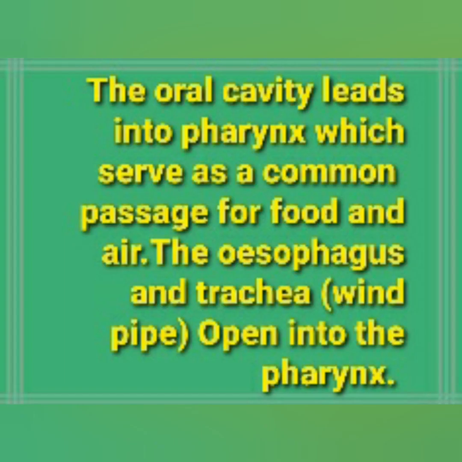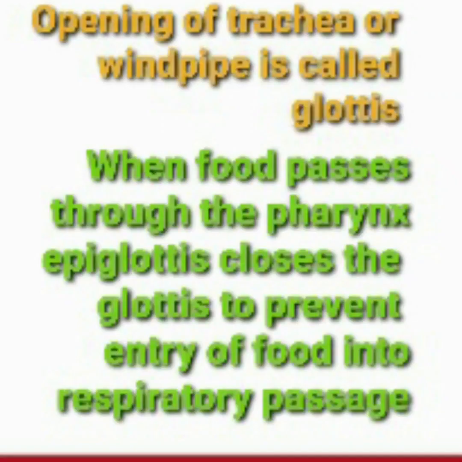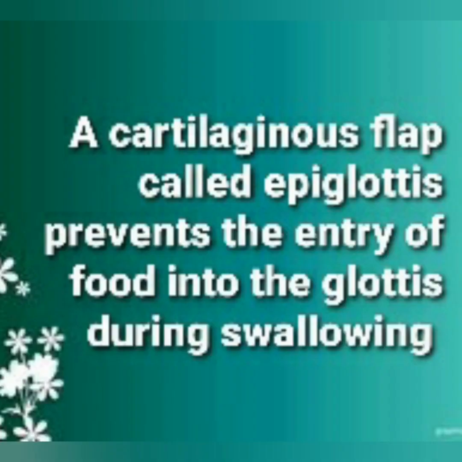Now the oral cavity leads into pharynx which serve as a common passage for food and air. The esophagus and trachea or windpipe open into the pharynx. Here it is very clear, the pharynx region. Opening of trachea or windpipe is called glottis. When food passes through the pharynx, epiglottis closes the glottis to prevent entry of food into the respiratory passage. So a cartilaginous flap called epiglottis that prevents the entry of food into the glottis during swallowing.